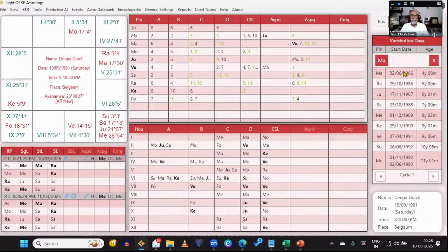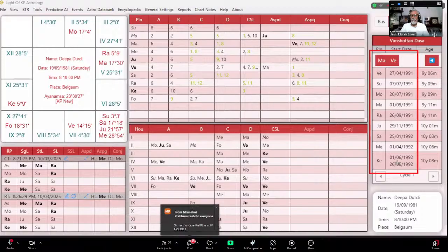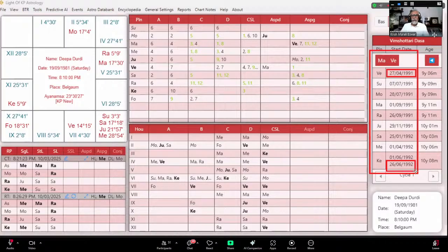So Mars Dasa, Venus Bhukti. You go back and study what really happened during this period. Just a 1 year and 2 months period, from 27th of April 1991 to 26th of June 1992. Okay, you were born in 1981.